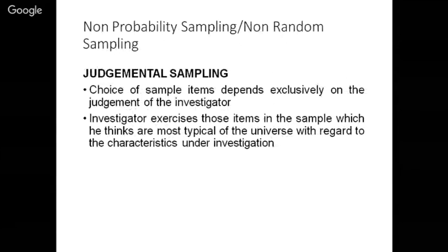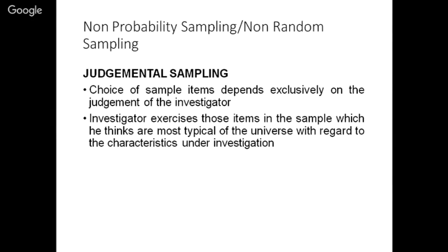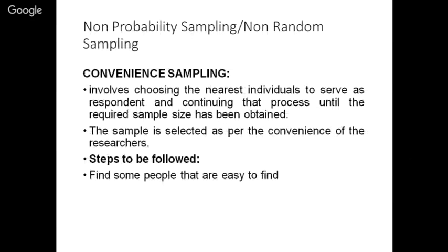Judgmental sampling technique depends upon the experience of the researcher. Public policy opinions and day-to-day business decisions are taken by choosing this judgmental sampling technique. Convenience sampling technique again depends upon the choice of the researcher, whom he wants to interview, or what kind of sampling unit he wants to introduce into the sample study.